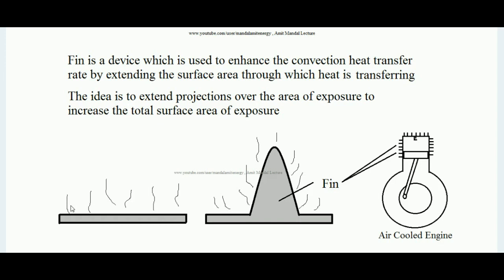Suppose this is a body kept in the surroundings, and this is the top surface of the body. The body is hot, so by convection it is dispensing its heat to the surrounding. We know that for convection the formula of heat transfer rate is Q equals hA dT. Here h is the convective heat transfer coefficient, A is the area of exposure, and dT is the temperature difference between the surface and the surrounding in which it is cooling down. So we can see easily that the heat transfer rate by convection is directly proportional to the area of exposure through which heat is transferring.